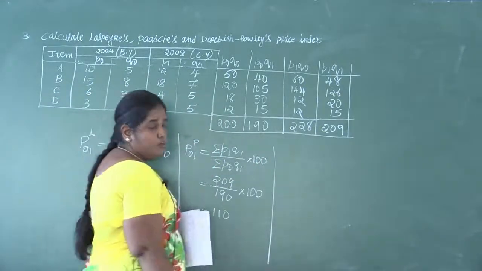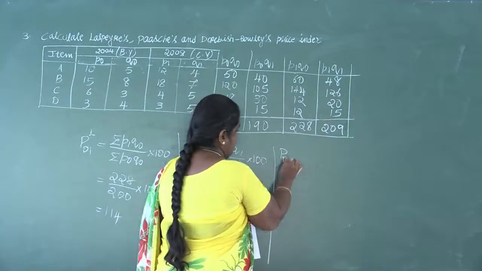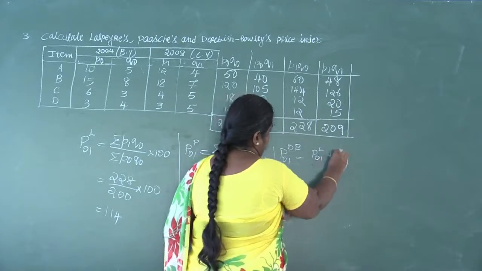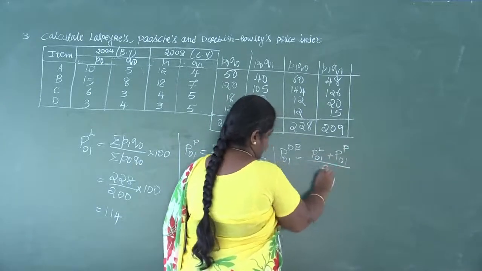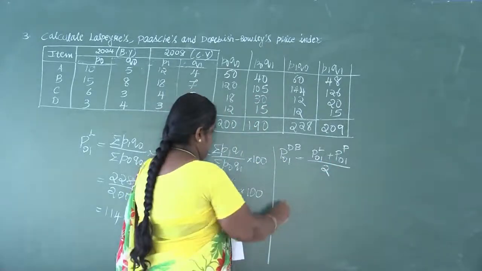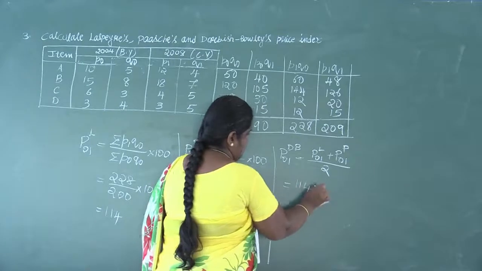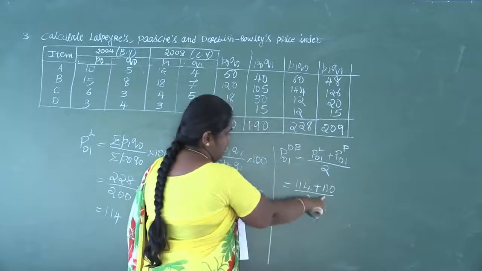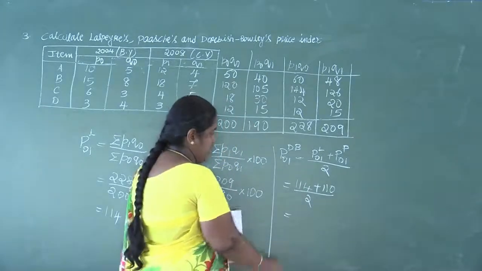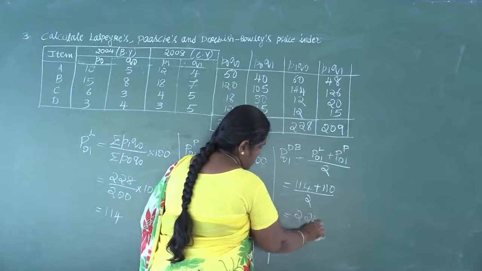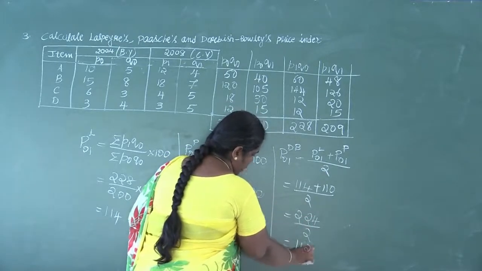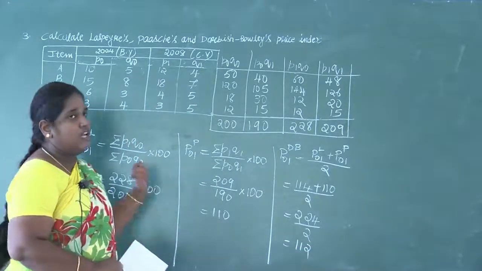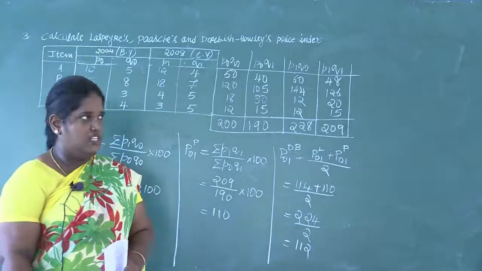And the last method is Dorbish-Bowley's price index number. So P01DB equals P01L plus P01P divided by 2. So what is P01L? It is 114 and P01P is 110, divided by 2. So now add the numerator, that is 114 plus 110, you'll get 224 divided by 2 is 112. So the values are 114, 110 and 112 for Laspeyres', Paasche's and Dorbish-Bowley's index number.